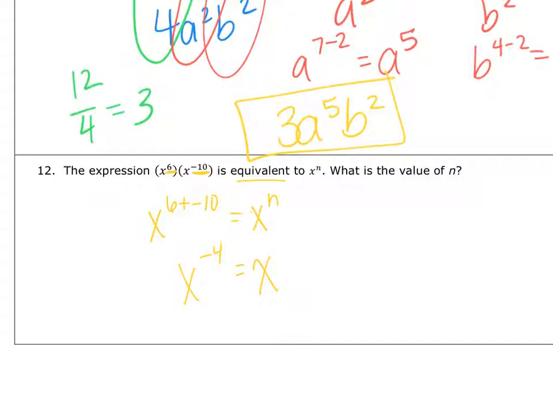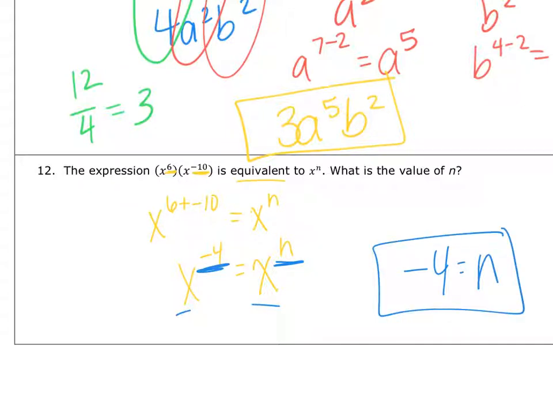And that is equivalent to x^n. My x's are the same, so my exponents are going to be the same. So n is negative 4. And you do need something like negative 4 circled or negative 4 equals n.